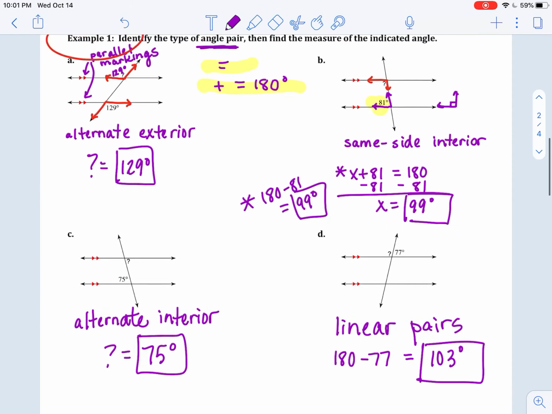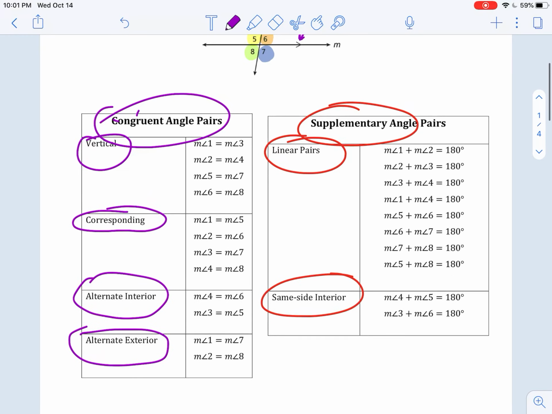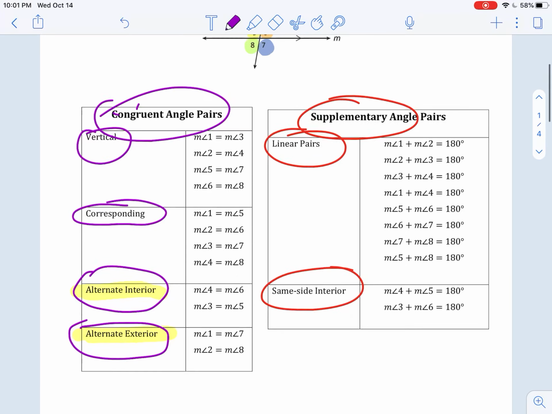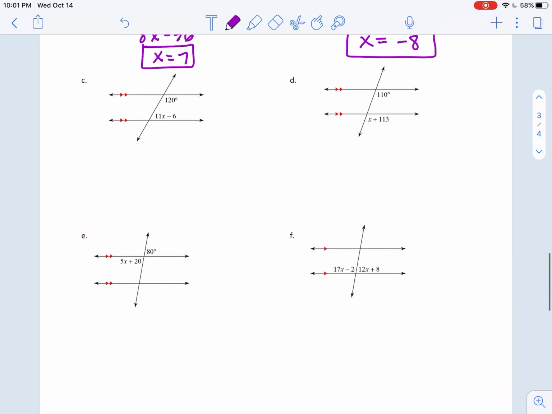Remember, all I'm doing is thinking about the angles that were on the first page and asking myself, should I set them equal or should I add them up to 180? The first two were a set of alternate interiors, right here, and a set of alternate exteriors, so they do get set equal. Once we get to example 2C, we're going to see that we have a set of same side interiors. When you have same side interiors, those are supplementary and should be added to 180. So we're not going to set them equal.